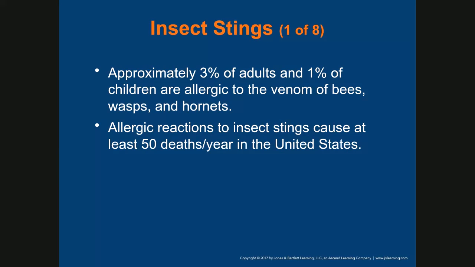Insect stings: approximately 3% of adults and 1% of children are allergic to the venom of bees, wasps, and hornets. Allergic reactions to insect stings cause at least 50 deaths per year in the United States. These types of reactions are not common. So in Jamaica, we don't get a lot of allergic reactions from bee stings. That's not common here.